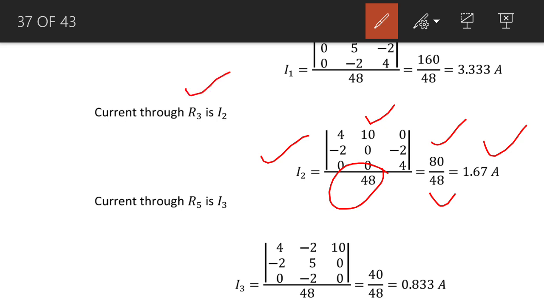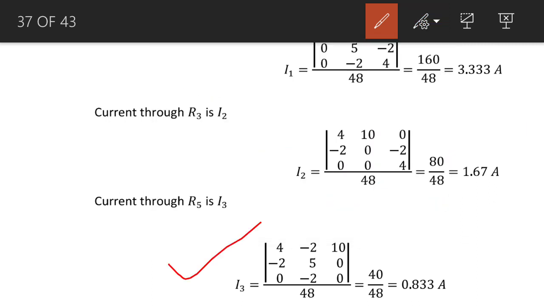We are going to find out the current I3 with the help of Cramer's rules, and for the current I3 we replace the third column of the R matrix by E1, E2 and E3, and we divide this determinant by the determinant of the R matrix, that is 48. So we get a current of 0.833. So the required currents are 3.333 ampere, 1.67 ampere and 0.833 ampere.